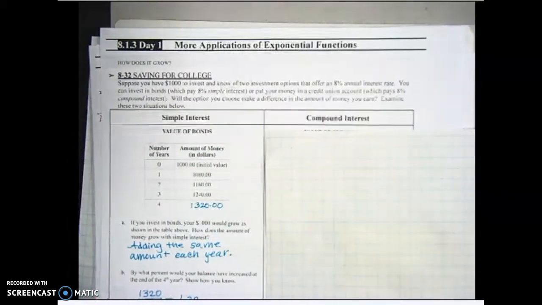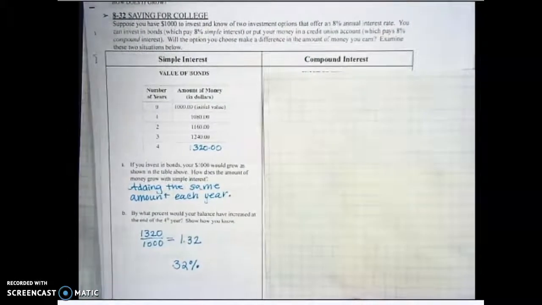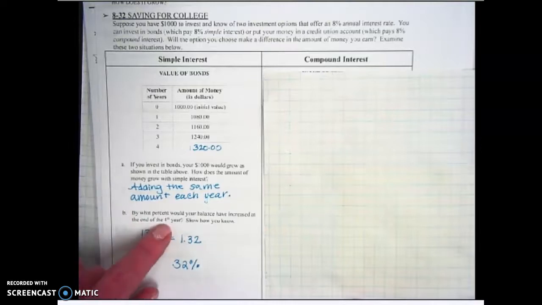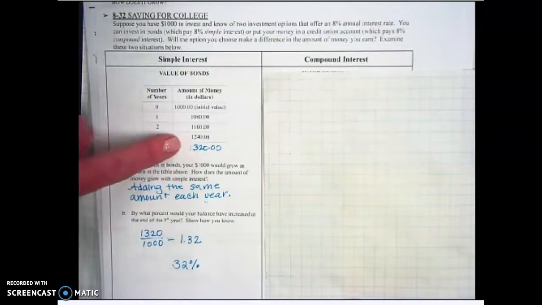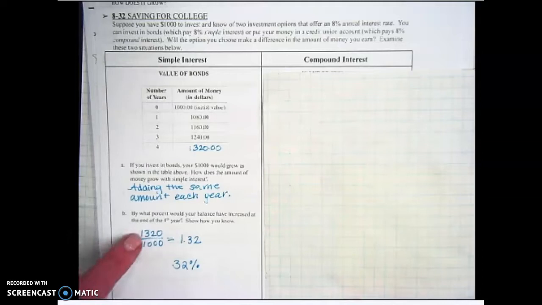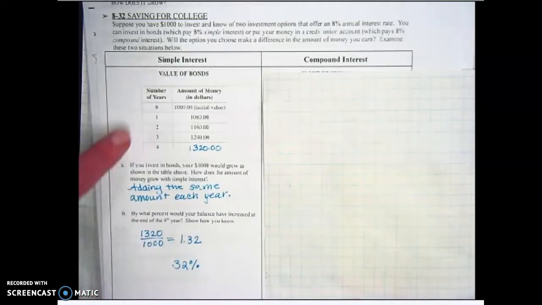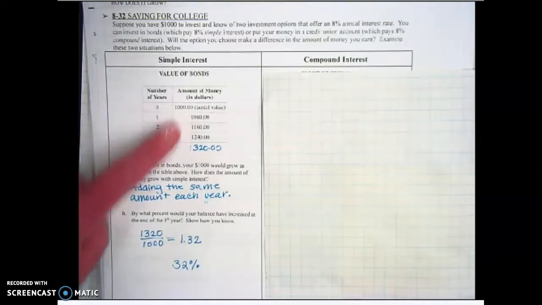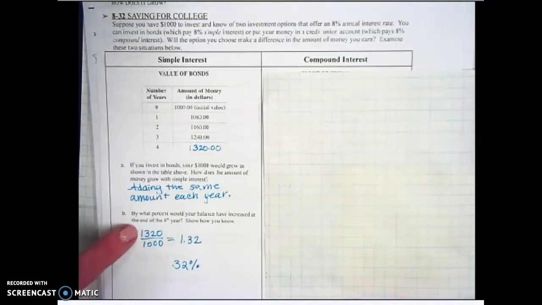Part B says, by what percent would your balance have increased at the end of the fourth year? Show how you know. Okay? So you're going to take the fourth year's amount, which is $1,320, and divide it by the original amount, or the initial value. The initial value was 1,000. So on your calculator, if you take 1,320 and divide it by 1,000, you get 1.32.